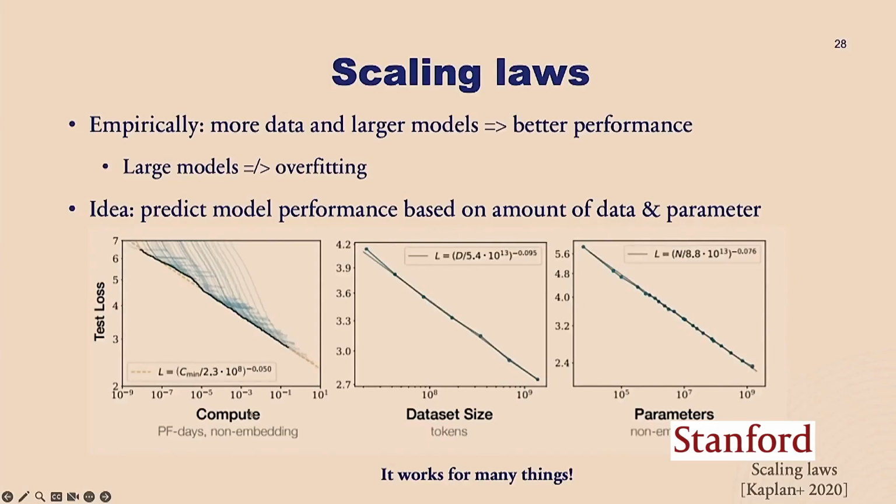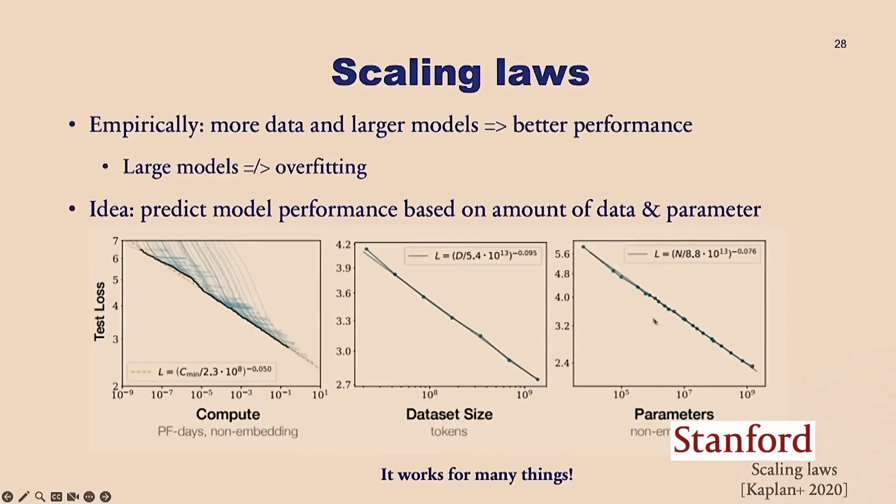Here you see on the x-axis compute. So how much did you train, like how much compute did you spend for training? And here you see test loss. So this is essentially, I mean, it's not perplexity, but it's your validation loss. So it's the log of the perplexity. And if you put these two on log scale, then you see that the scaling law is linear. That means that if you increase your compute by a certain amount, you can say by how much your test loss will actually decrease.